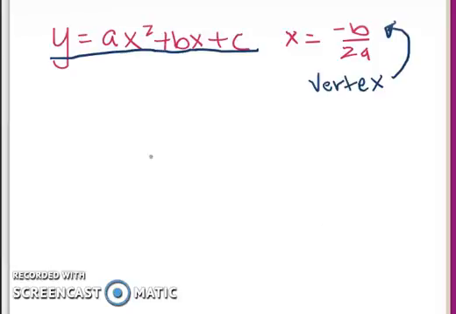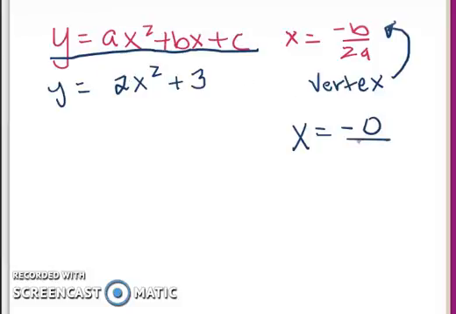Our example is going to be y equals 2x squared plus 3. Notice this does not have a b term. So let's first find our vertex. It's going to be x equals negative 0, b is 0, there's no b, over 2 times 2. This doesn't matter. This means the vertex is going to be at x equals 0. We already know that. Plain and simple, no problem.